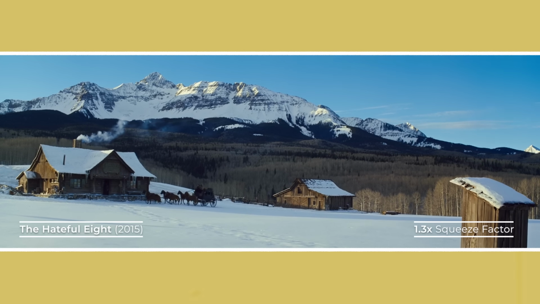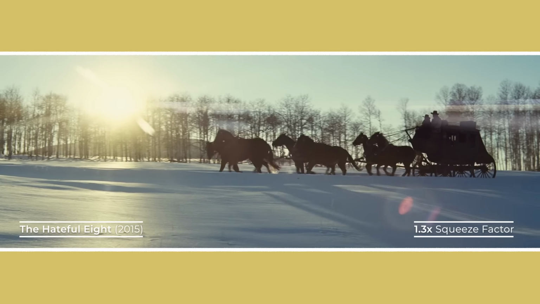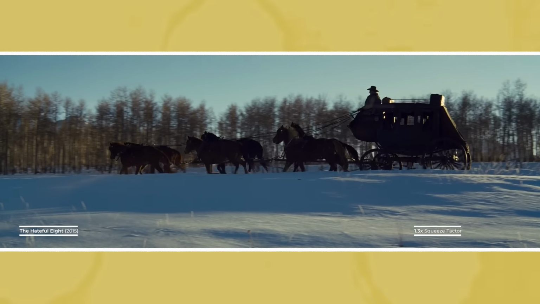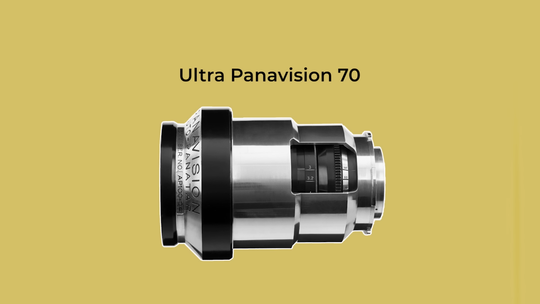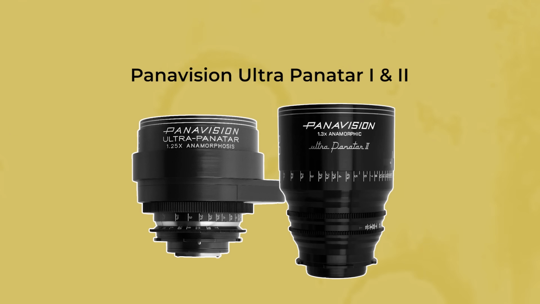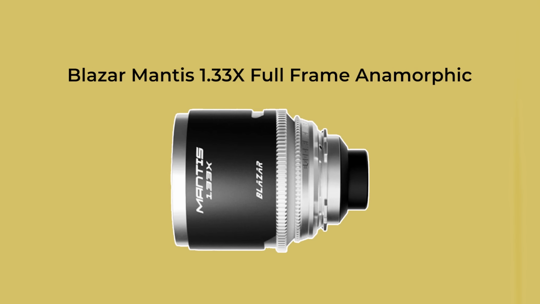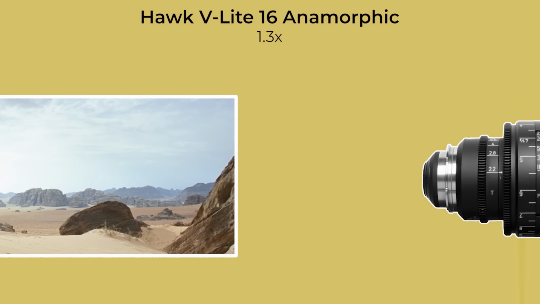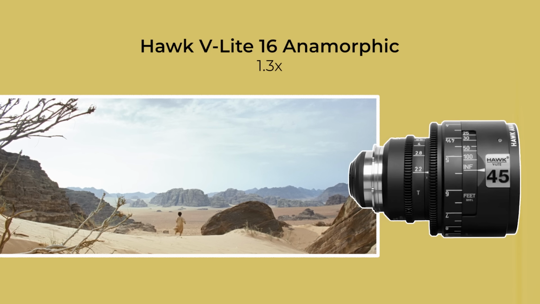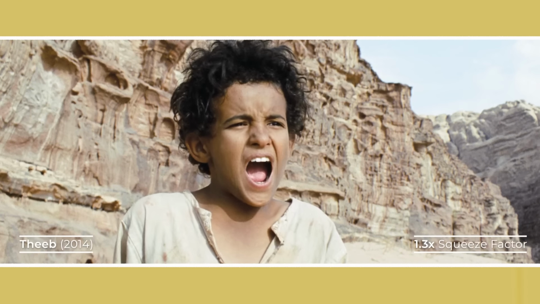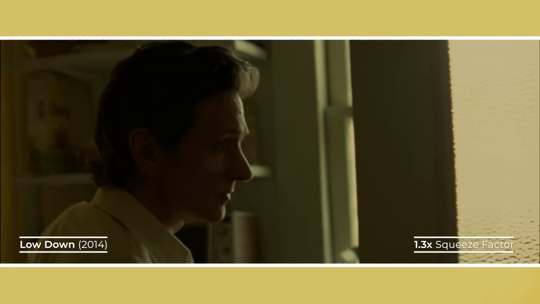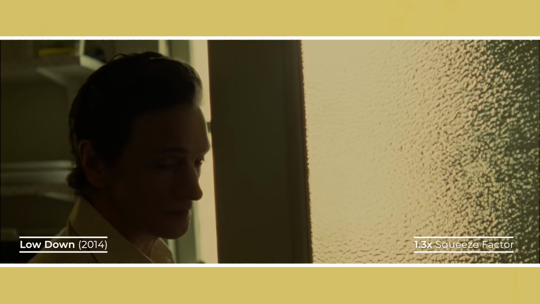The image retains much of a spherical cleanliness with a touch of anamorphic character and an added horizontal breadth. Examples include Ultra Panavision 70, Panavision Ultra Panatar 1 and 2 lenses, and the full-frame Blazar Mantis. Like the 16mm Auto Panatars, Hawk also makes S16 V-Lights with a 1.3x squeeze factor, which extract a widescreen ratio from 16mm film to create a more textured and tactile anamorphic look.